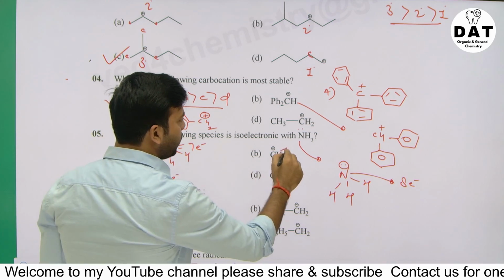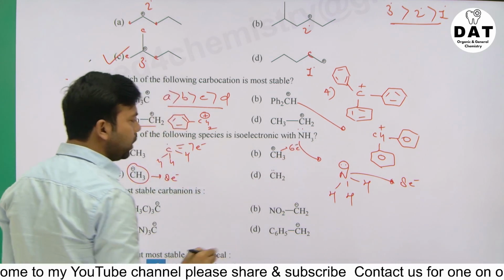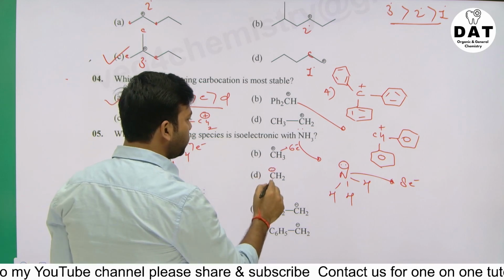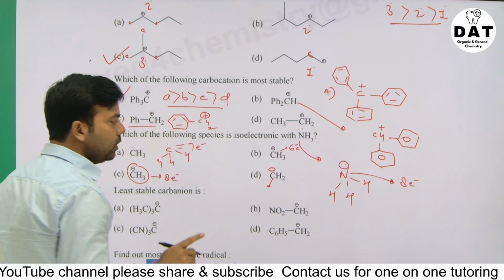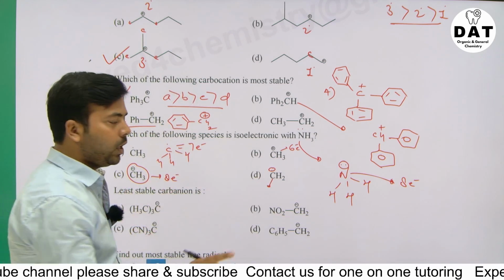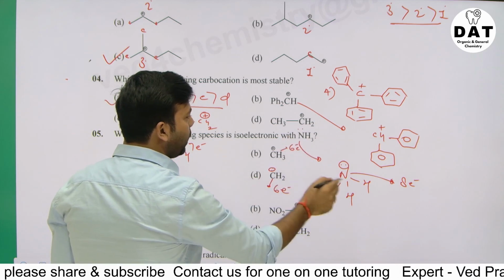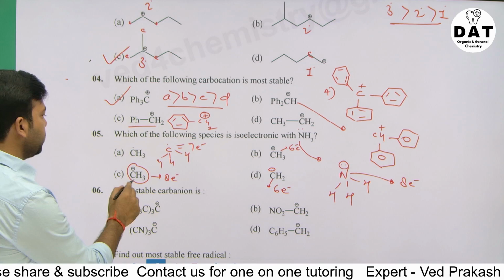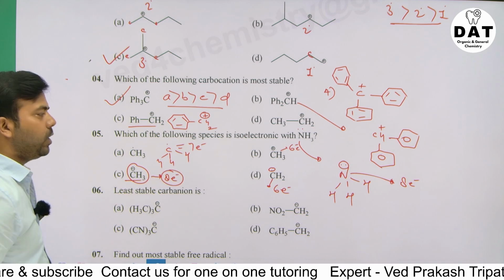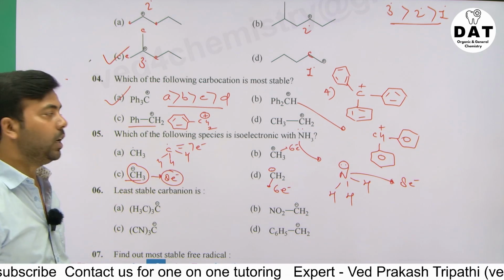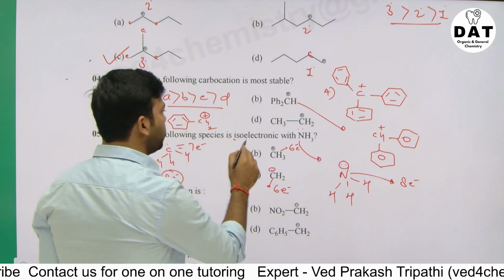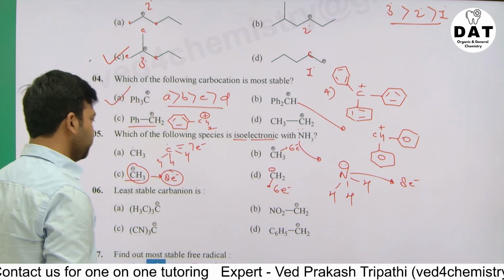Here just 6 electron. Why? Because positive charge has 0 electron. And this is a lone pair, and 2 hydrogen here we have. So 2 hydrogen means 4 electron, and a lone pair, so 6 electron. Clear? This is nitrogen having 8 electron. So CH3 minus also has 8 electron. So both have the same number of electron. That is called isoelectronic. Iso means same, electronic means electrons.